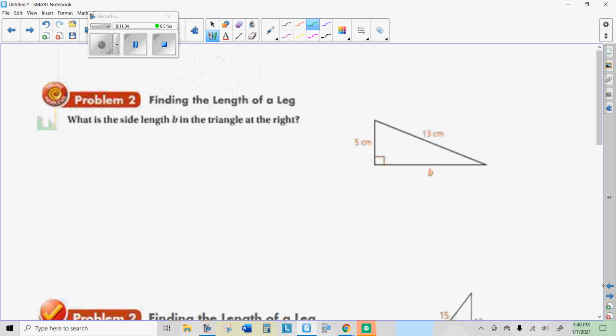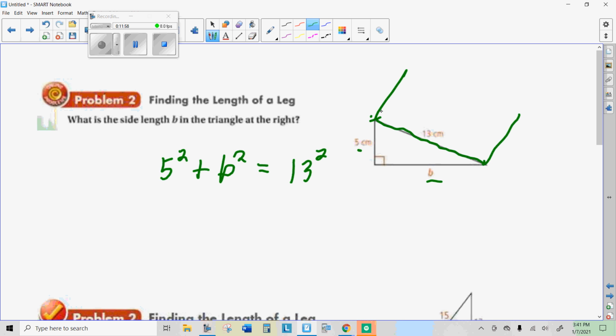Now, sometimes you might be missing one of the shorter sides. But the theorem works the same: if I find the area of the squares on the legs, so 5 squared plus b squared, that's got to equal the hypotenuse squared, which is 13 squared. You know that because this is the longest side, so it would have the biggest square, and the two smaller squares drawn on the legs would add up to that one.